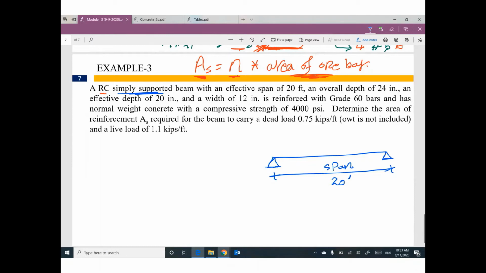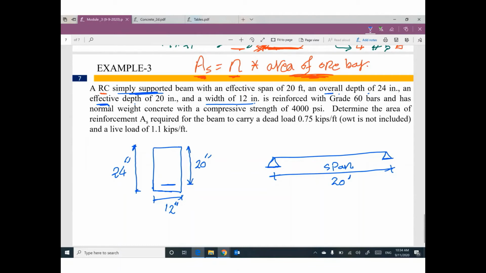The cross section of this beam has an overall depth, the total depth, of 24 inch. And the effective depth, if you have steel reinforcement here, will be 20 inch. And a width equal to 12 inch. This width equals 12 inch. So I'm trying to read the problem and translate this information to graphical information.